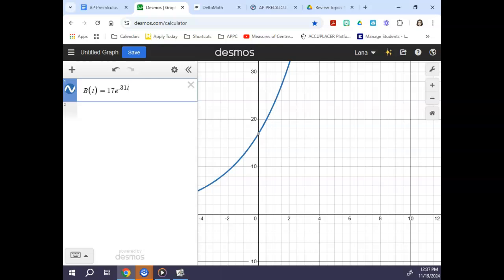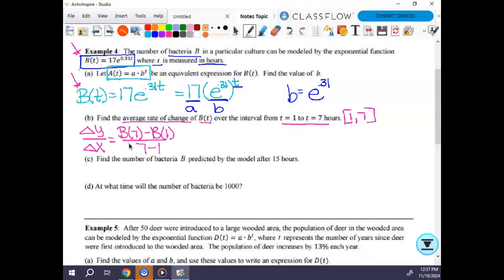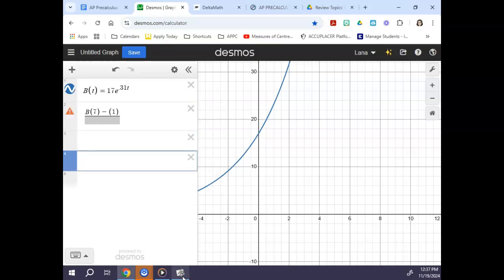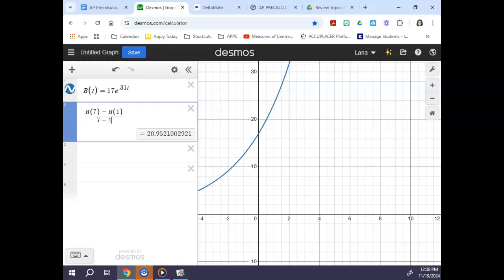That's my goal. That's my hope. All right, so now that we have that in there, now we're going to type this in exactly like we see it. So we're going to go back over here. I like to start, I hit the divide sign first so I get a fraction. And then we're going to do B of 7 minus B of 1. Over 7 minus 1. And then, bam, there's your answer right there.